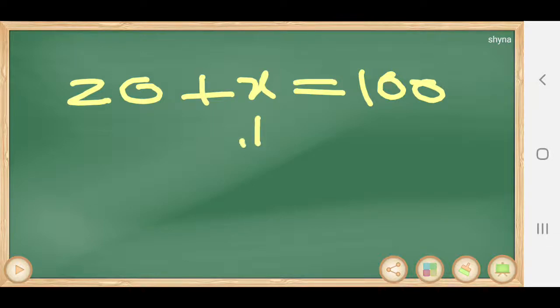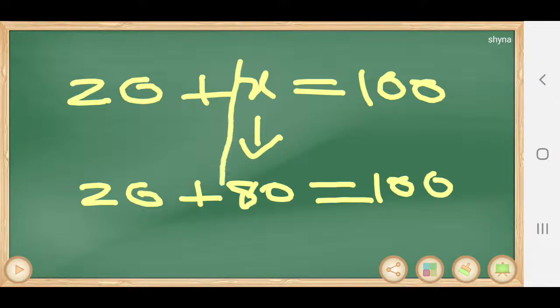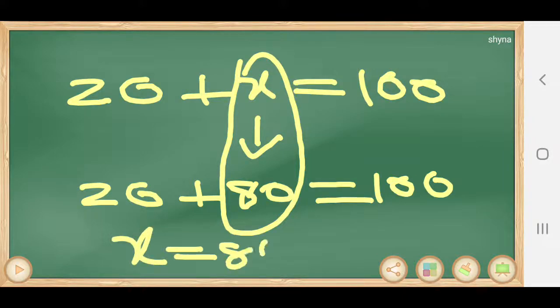We know that 20 plus 80 equal to 100. That is why we can say, what is the value of x? x equal to 80. Instead of 80, if you substitute any other value, it won't satisfy; that is, we won't get the answer 100. So only one value, that is x equal to 80.